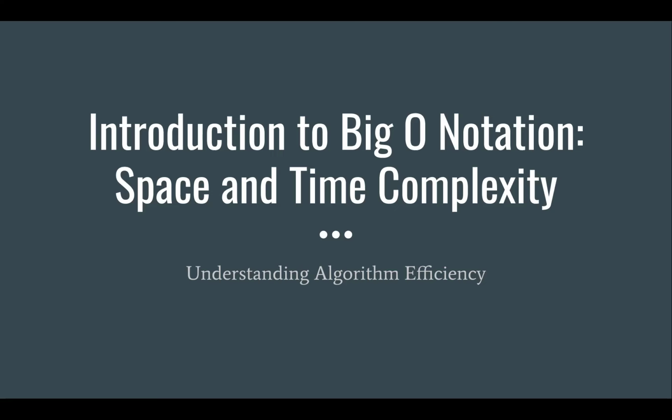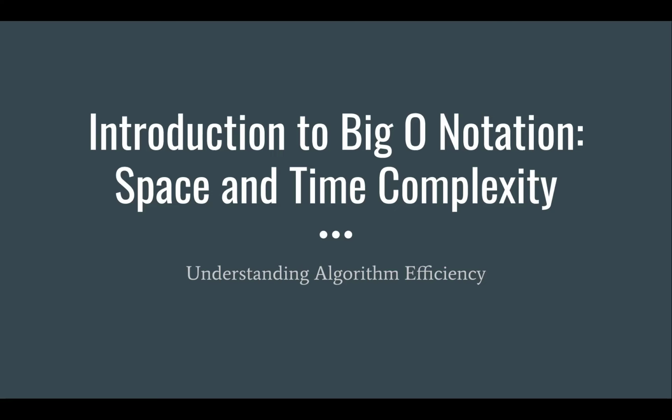What is Big O notation? Big O notation is a way to describe the performance of an algorithm in terms of its growth as the input size increases. It focuses on the upper bound of an algorithm's runtime or memory usage, which means we're primarily interested in the worst case scenario.